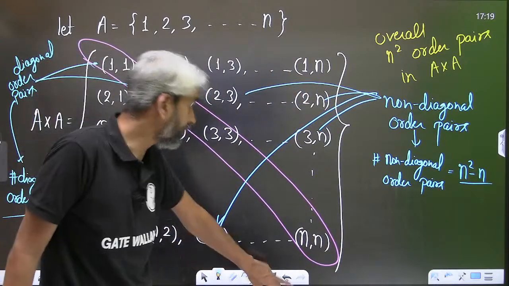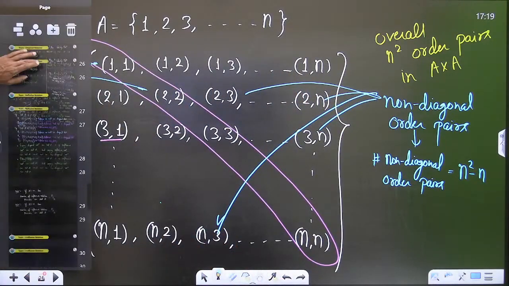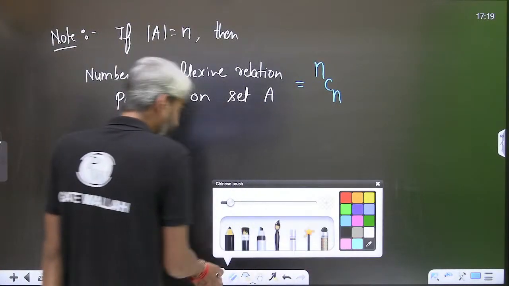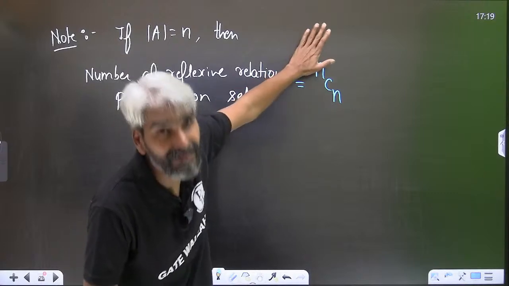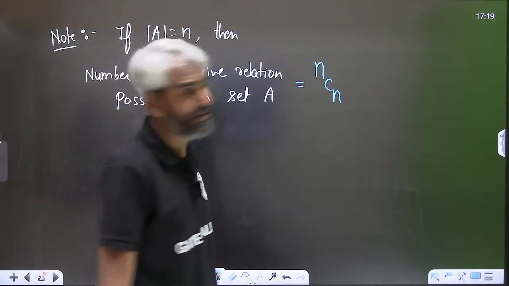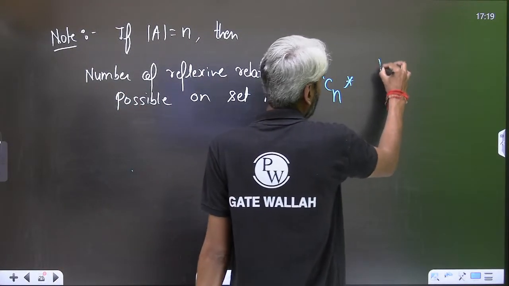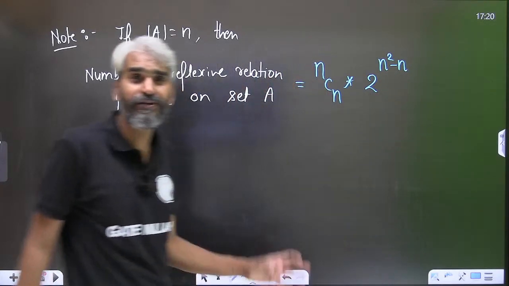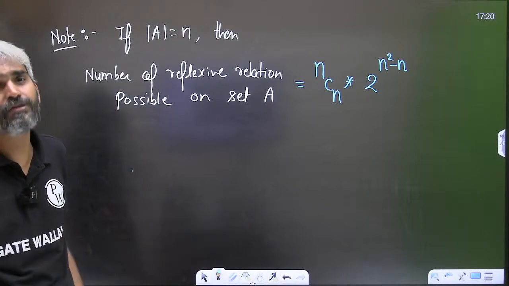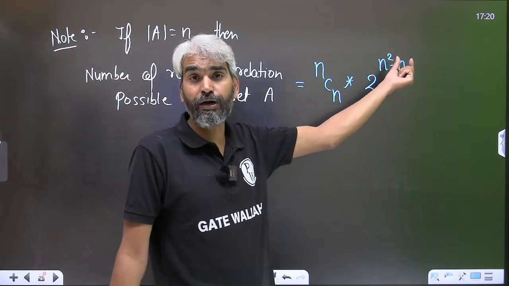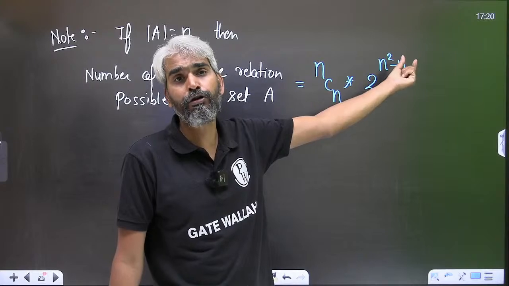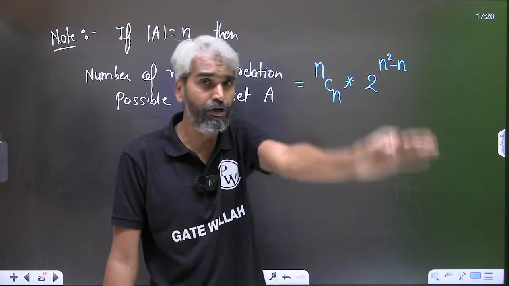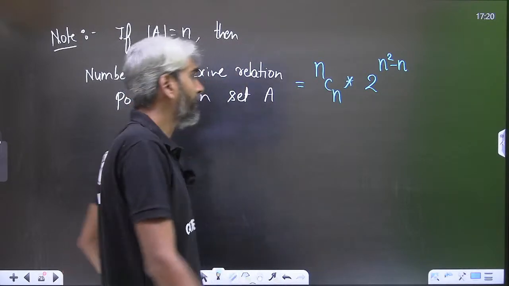So if somebody asks me how many reflexive relations are possible on set A, then the very first intuition will be that we need to choose all n diagonal ordered pairs out of n diagonal ordered pairs, and for the remaining n square minus n elements, we have two choices for each element. We can choose that element or we can leave that element. There is no restriction on those non-diagonal ordered pairs. So for n square minus n non-diagonal ordered pairs, we have two choices for each: leave it or take it. Clear?